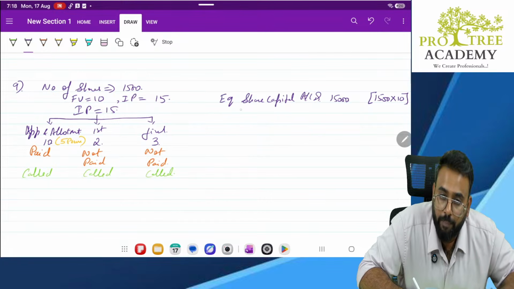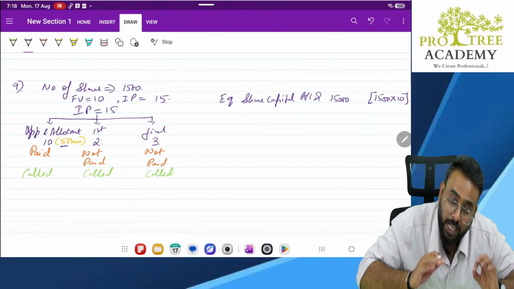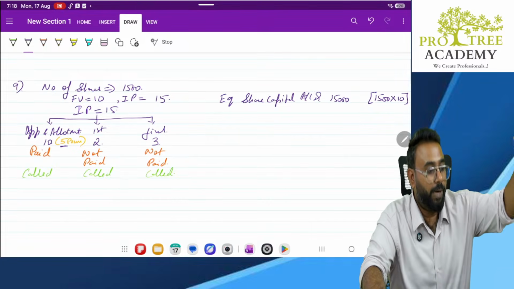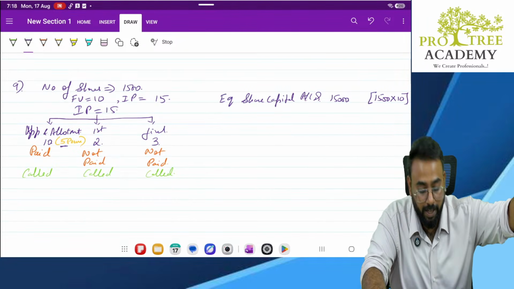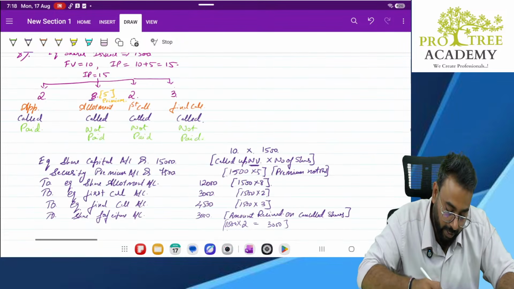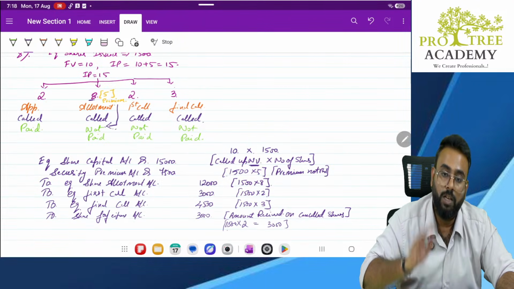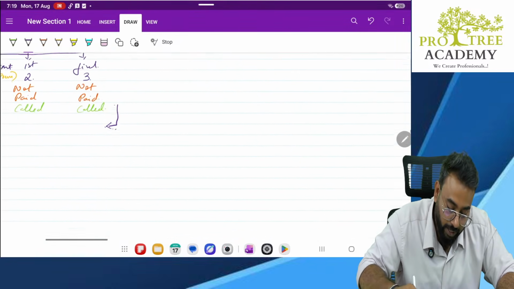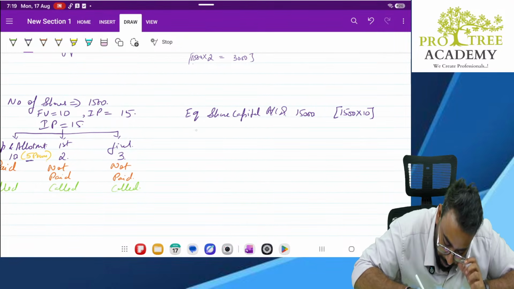Share premium account debit? No, we will not debit it. Why? Because premium is paid. Once you pay the premium, don't reverse it from the premium account. If it is not paid, then only we will reverse. In the earlier case, premium was not paid. That is why we reversed. Here, premium is already paid. Clear? So, we will not reverse it.